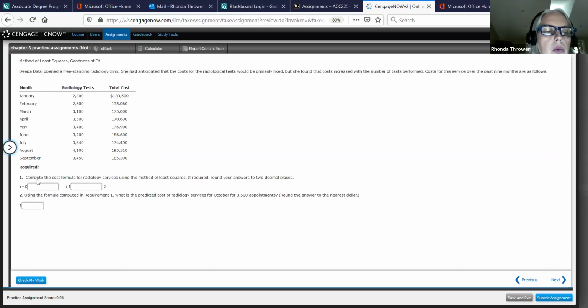In part number 1, they want you to compute the cost formula for the radiology services using the method of least squares. If required, round your answers to 2 decimal places. Well, the best way to do the method of least squares is to do it using a formula in Excel. So if you'll hold on just a second, we'll stop sharing this screen, and I'm going to go to my Excel spreadsheet.